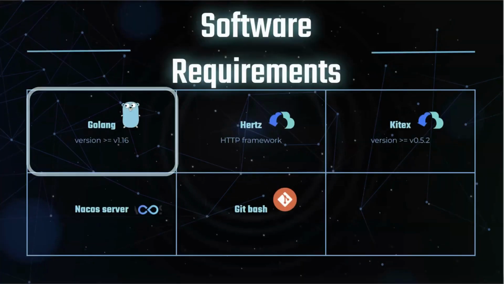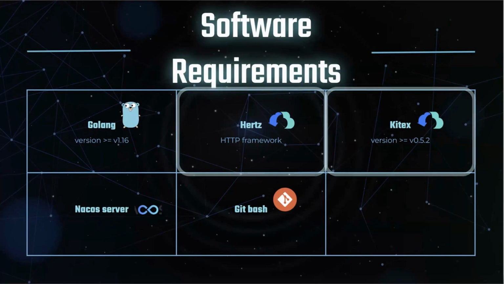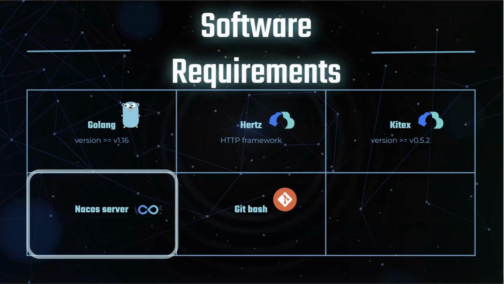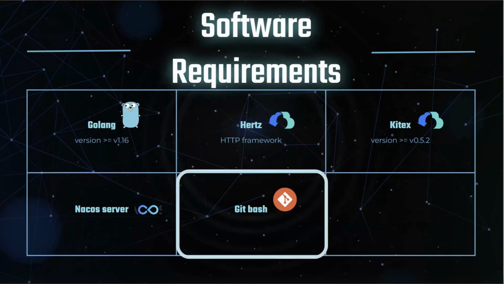Here is an overview of the tech stack. The API gateway will mainly be written in Golang. Frameworks involved are the CloudWeGo HTTP framework Hertz and RPC framework Kitex. Kitex and Hertz are Golang frameworks with high performance. Nacos server will be used for service discovery and registry, and Git as the version control system and platform.